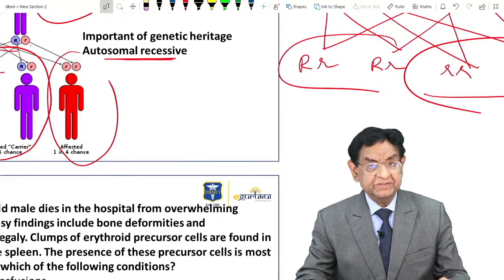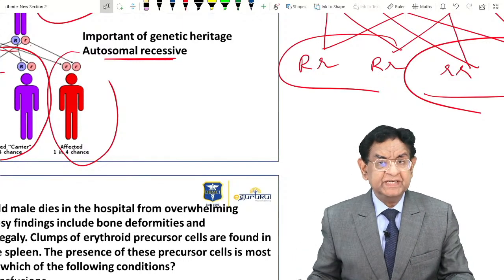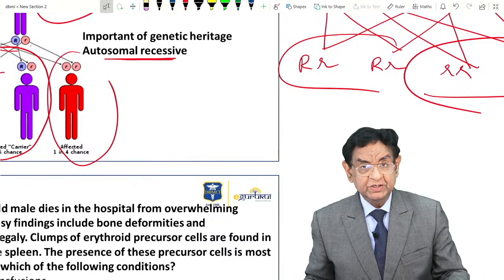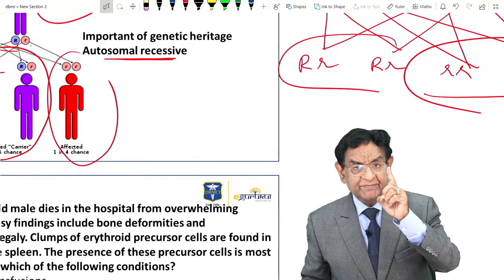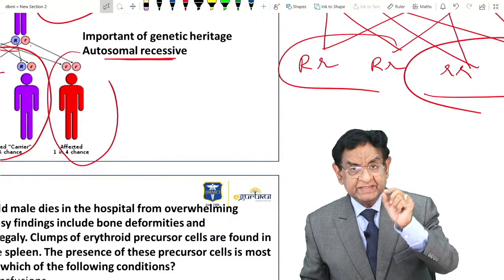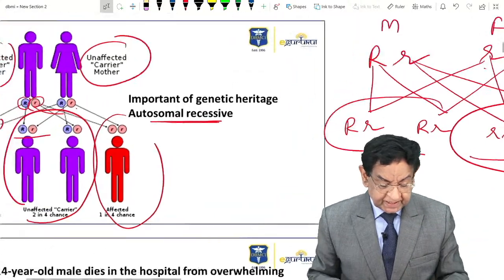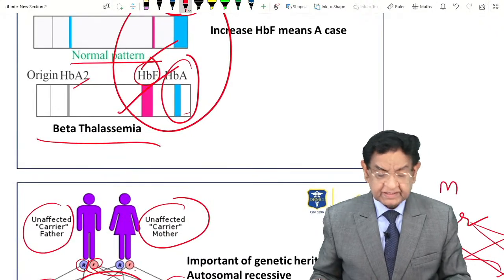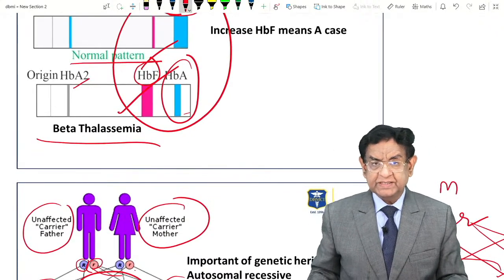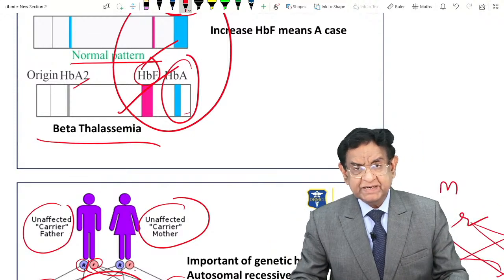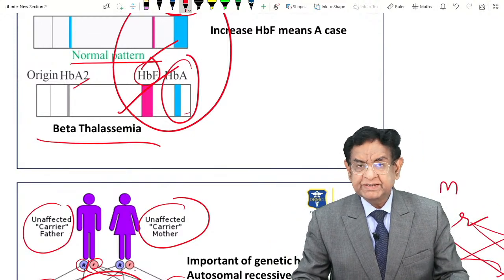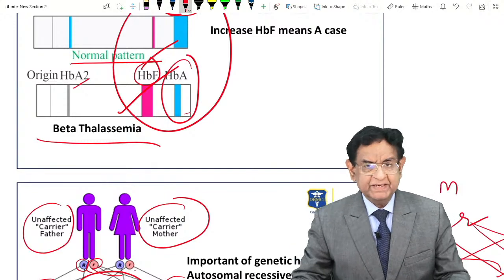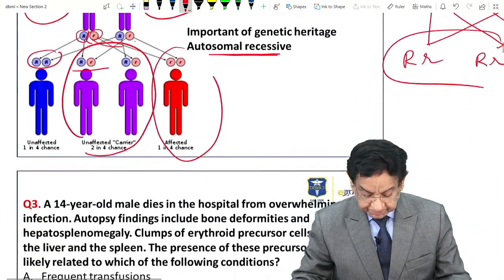But the question is, HbF was raised. This we see in beta thalassemia major. Got it? So HbF level is raised in beta thalassemia major, the point I mentioned and showed you in the previous slide also. HbF raised is the only clue: if the husband gets hemoglobin electrophoresis and the HbF level is increased, that means he is suffering from beta thalassemia major.